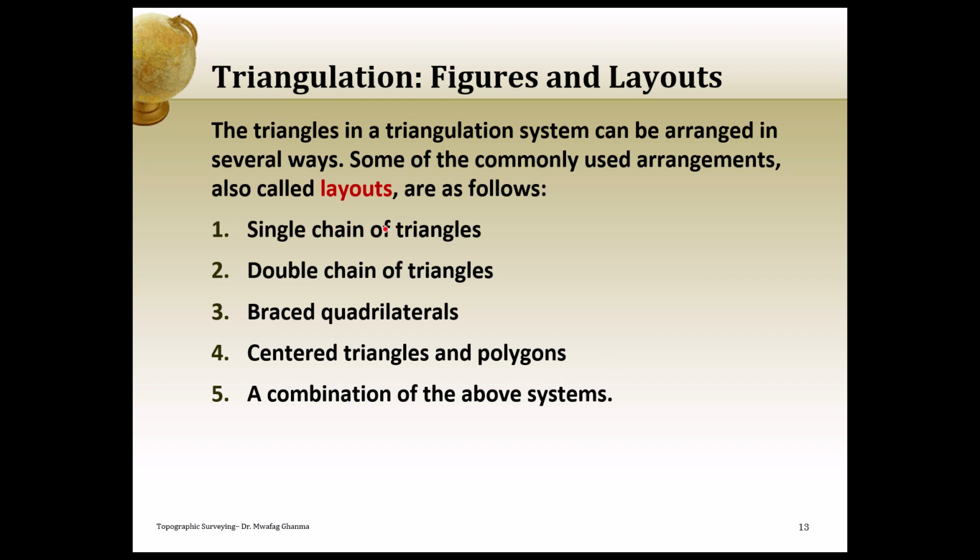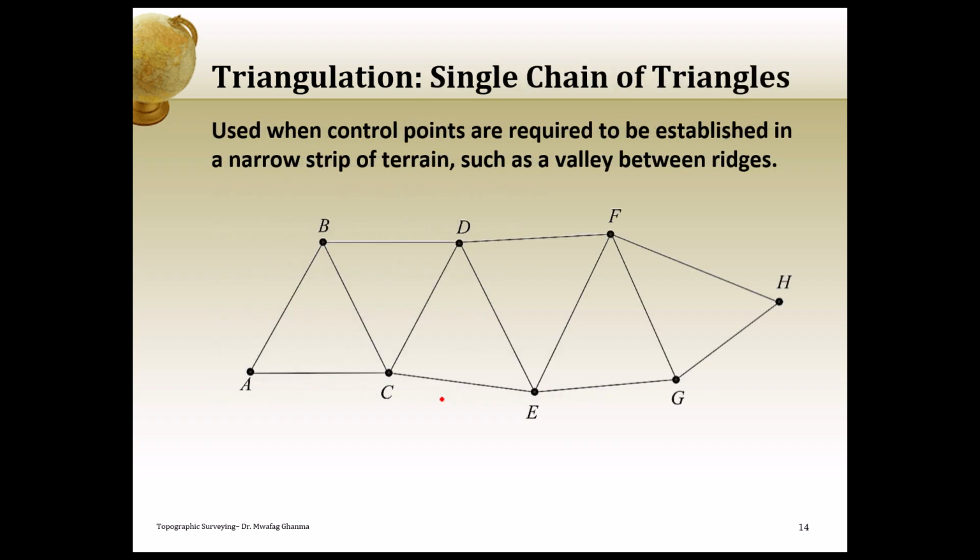So when it comes to the layouts, we will be basing our layouts or our configurations on the triangle. So either we will have a single chain of triangles when we want to order them, or we have a double chain of triangles, braced quadrilaterals, as we saw, center triangles and polygons, or a combination of the above systems. Of course, as we said, every configuration, every layout has its advantages and disadvantages.